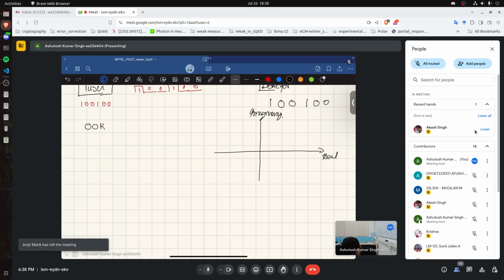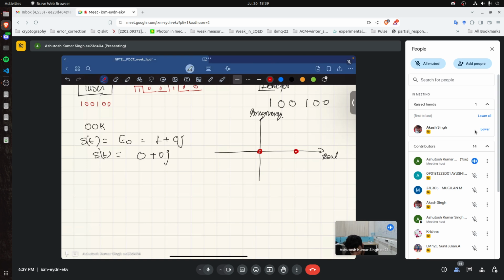OOK encoding, where a signal S(t) is E0 when there is light, and the second signal is nothing, 0 plus 0j. So on this plane, this is your logic 0 when there is nothing, and this is your logic 1. Now these logic designations can be arbitrary. You can have them flip. You can instead say that when the light is on, I would like to call it 0, but that is strictly a matter of convention.